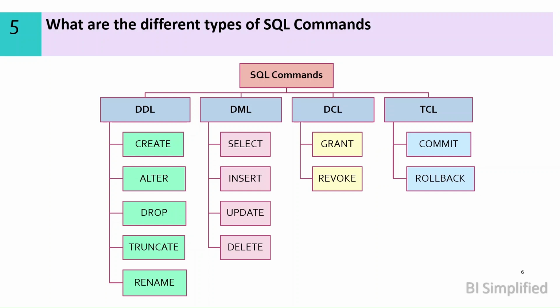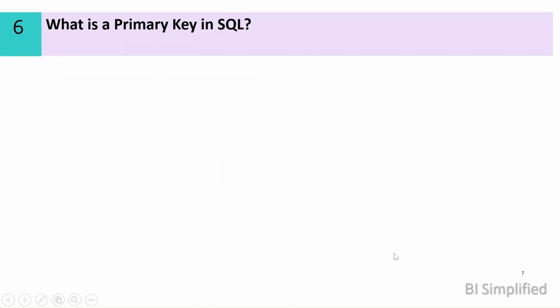Now under DDL, you have create, alter, drop, truncate, rename. Under DML, you have select, insert, update, and delete. Under DCL, you have grant and revoke. And under TCL, you have commit and rollback. Let's move on to our next question.